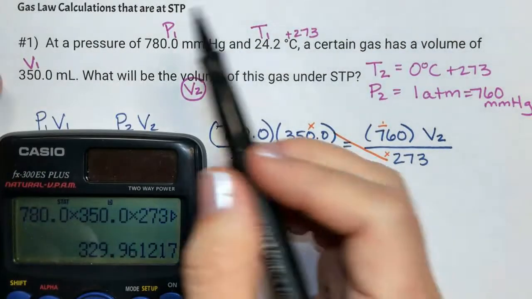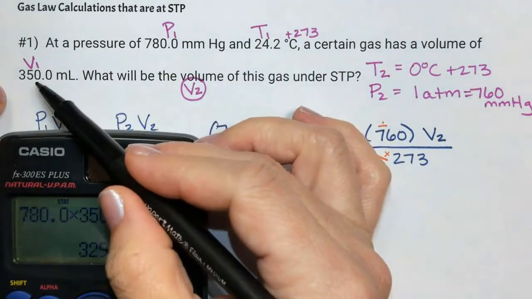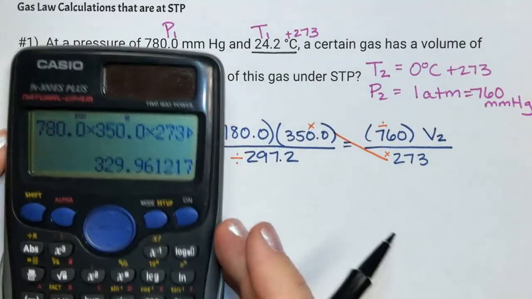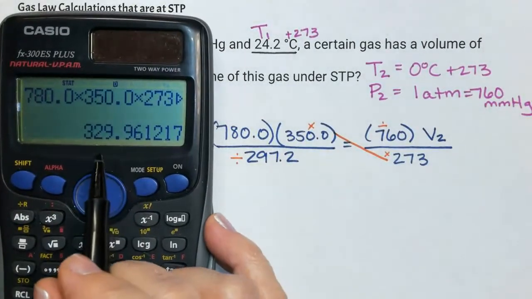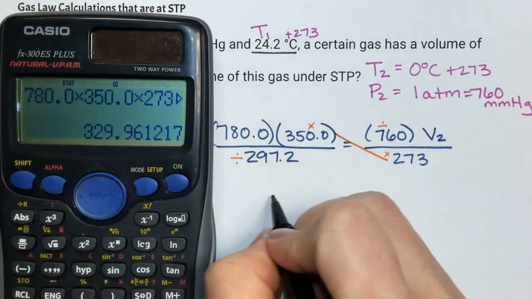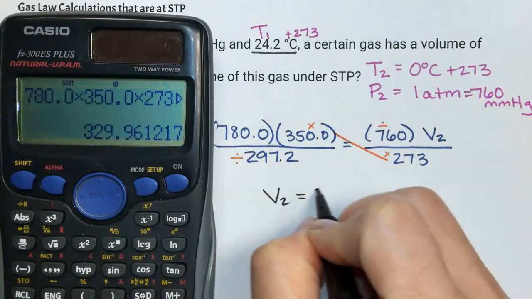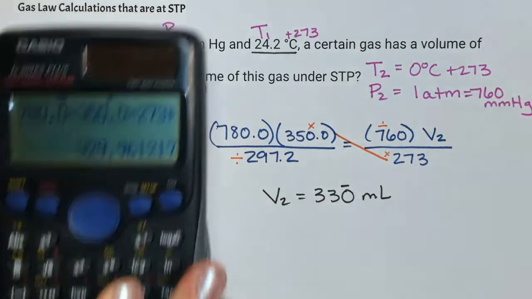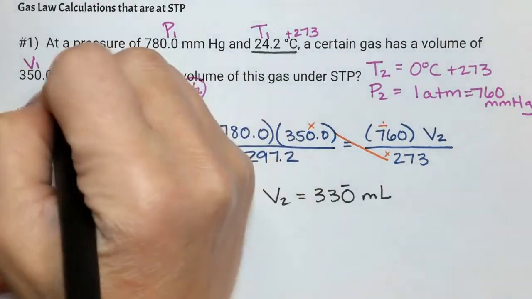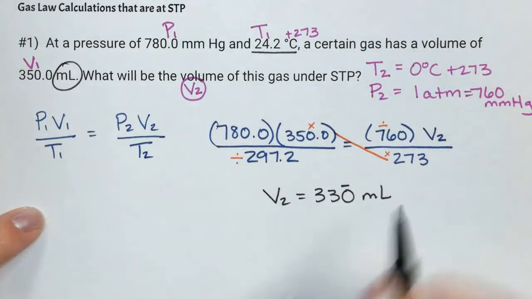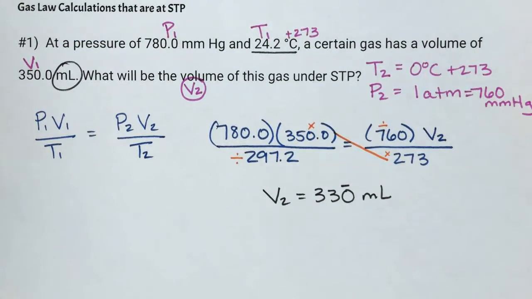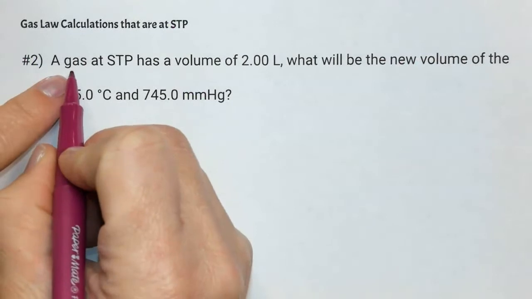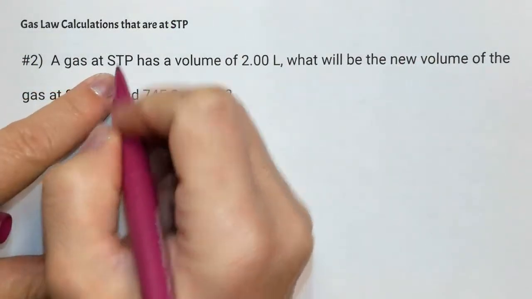If I look at sig figs, that's 4, that's 3, that's 4, so I'm going to go with 3 significant figures for my final answer. So this will be 300 and, well, that's going to round it up to be volume 2 equals 330 milliliters. Because my V1 is in milliliters, that's how I know that this should also be in milliliters for my final answer. Here's another example. Number 2, a gas at STP.